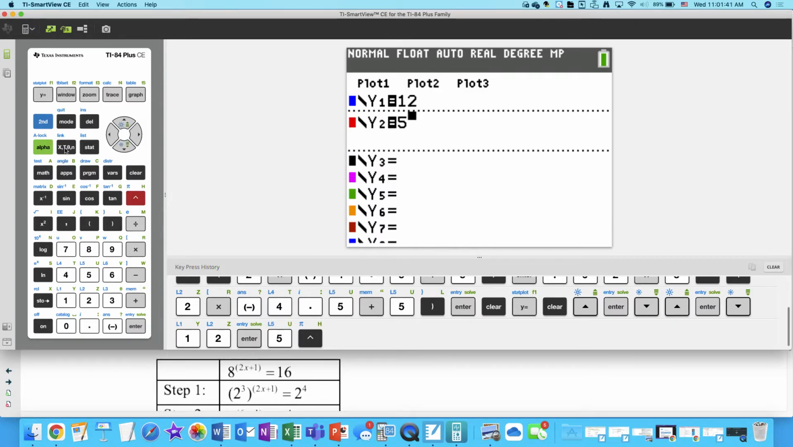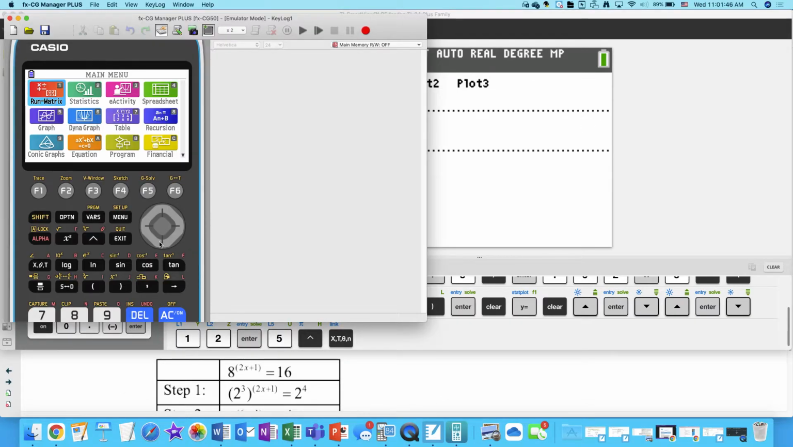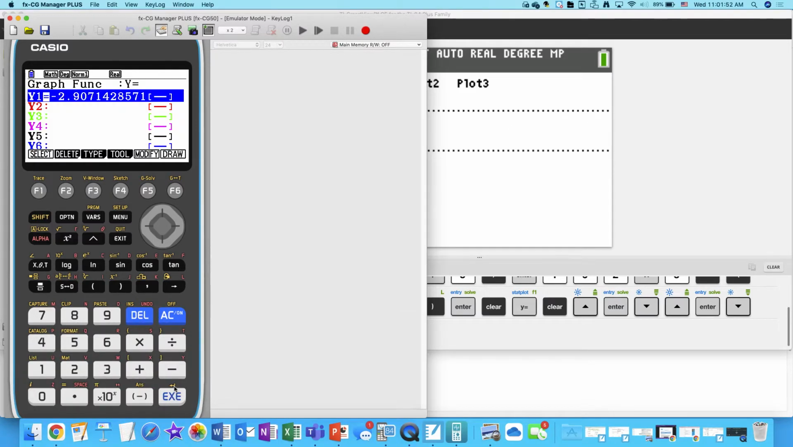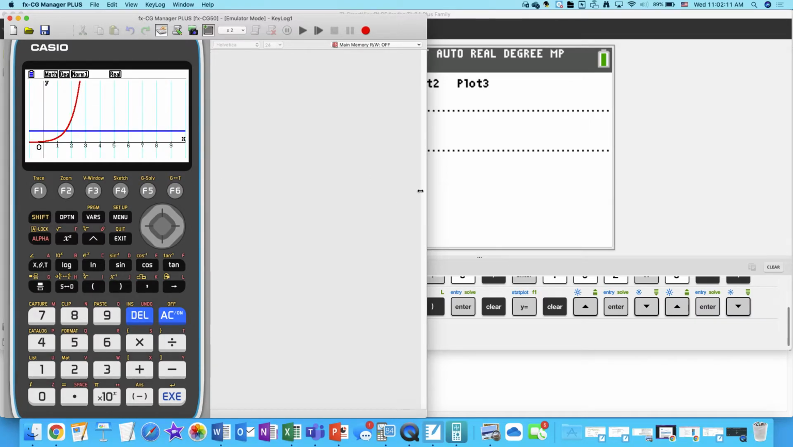So here I'm going to go to graph. And I'm going to delete whatever was in there. And I'll go y1 equals 12 and y2 equals 5 to the power x. Okay, and then on this one I can hit draw. And on my Casio right now, I don't need to change anything because I can see my point of intersection. As long as you can see it, your window settings are fine. On this one, let's say I go zoom standard.